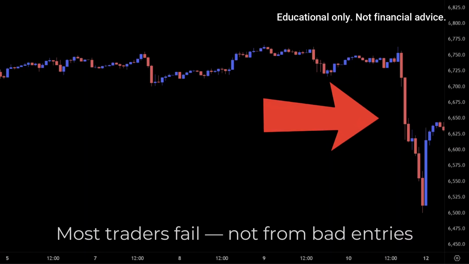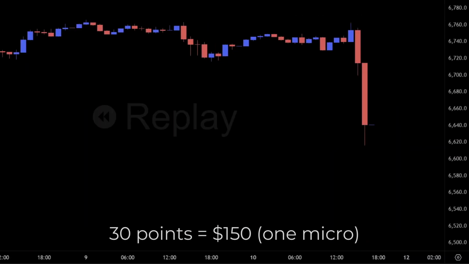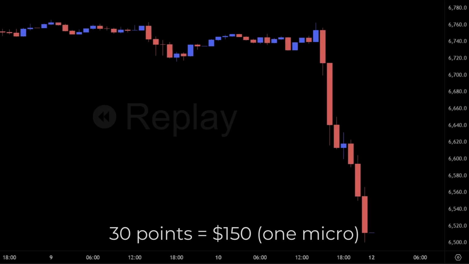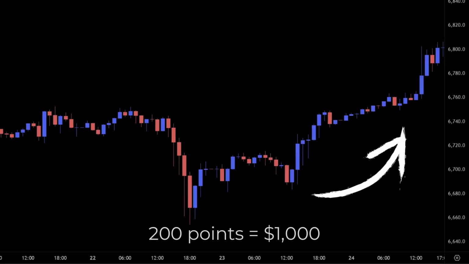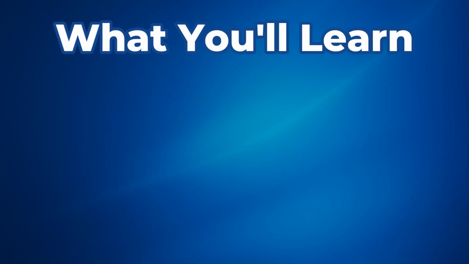Most traders fail not from bad entries, but from position size they can't survive. A 30-point move is $150 on one micro contract. A 200-point swing is $1,000. The fix isn't prediction, it's controlled size. MES gives you the same market with smaller, precise sizing.